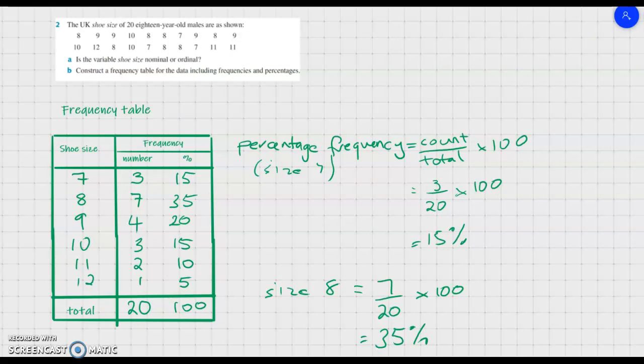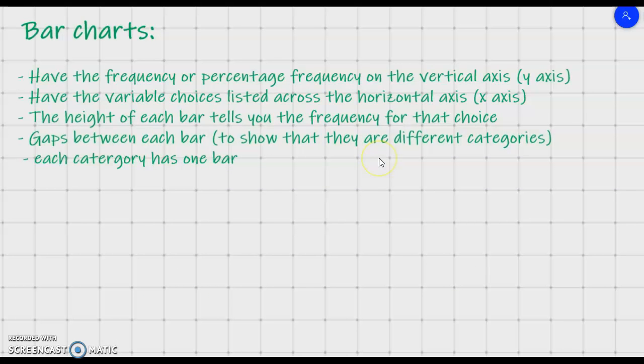Okay, I will show you how to take this information and turn it into a bar graph, bar chart. Let's go over some of the rules about bar charts first. You have to have the frequency or the percentage on the vertical axis, so that's the y-axis. Y-axis goes up and down. Have the variable choices, so all the different shoe sizes, go across the horizontal axis, or the x-axis. Short bars tell you that there weren't many for that choice, and tall bars tell you that there was lots of that choice.